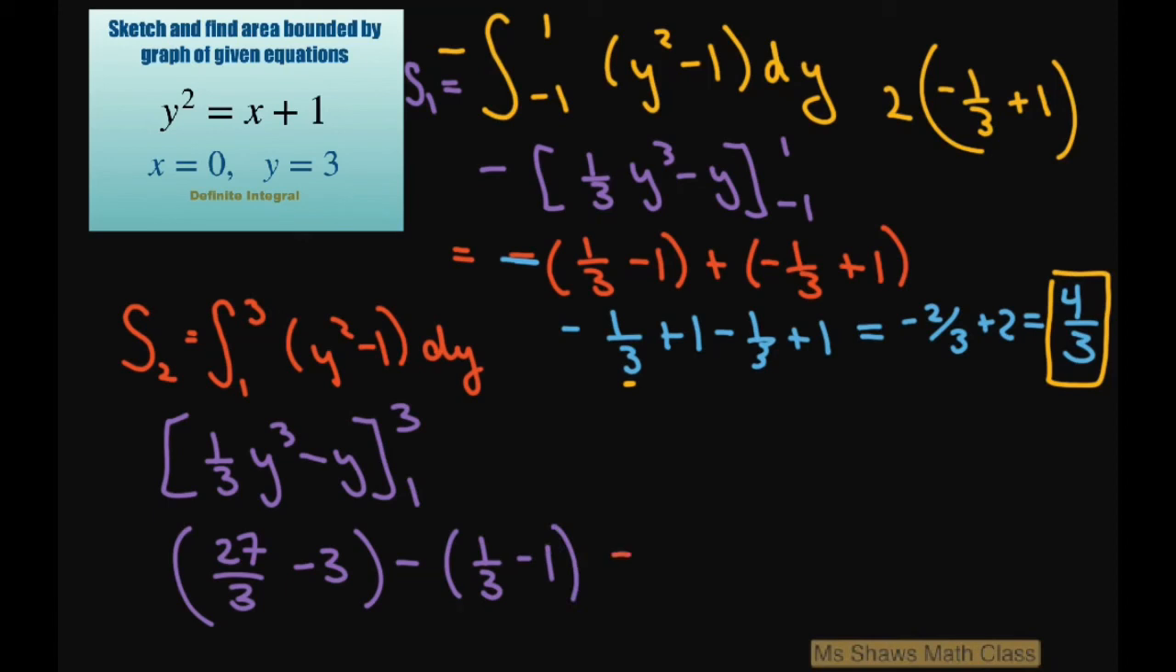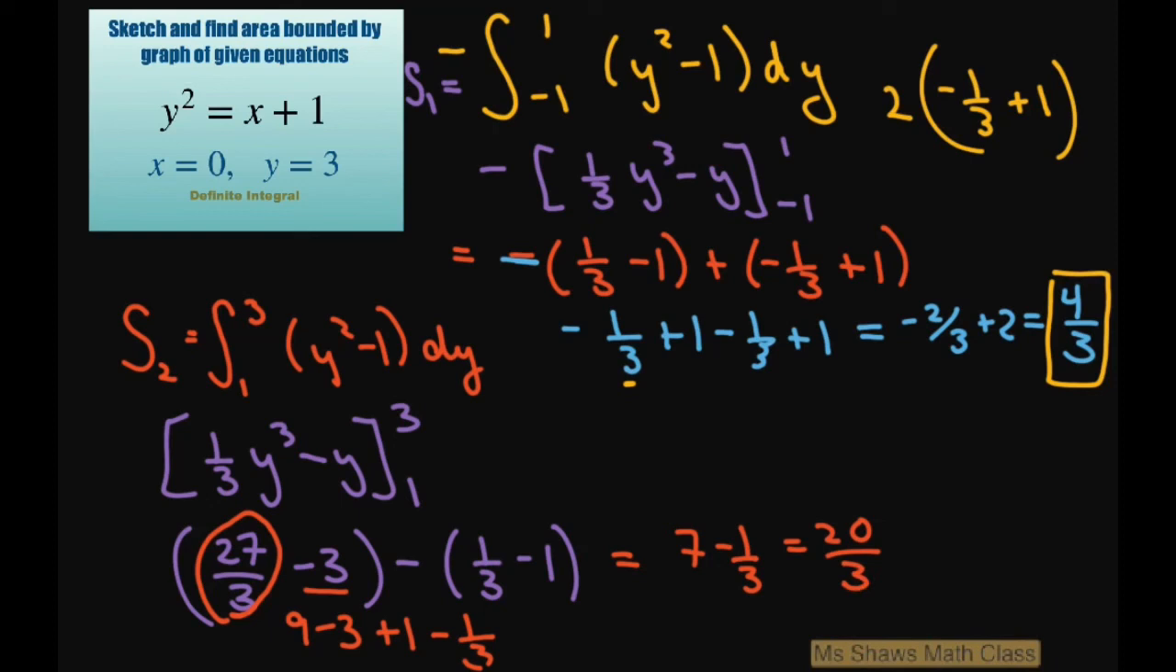This is going to be 7. This is 9 minus 3. And this is going to be plus 1 minus 1/3. So that's just going to be 7 minus 1/3. And that's going to give you 20/3.